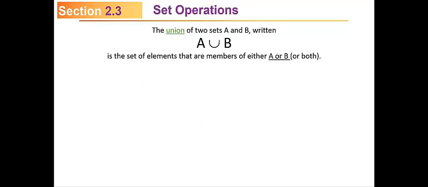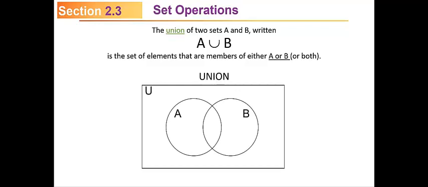The union of two sets A and B, written as you see on the screen, which is the arch turned upside down, sort of a U shape, A union B, is the set of elements that are members of either A or B or both. They can be members of A, they can be members of B, or they can be both, but they don't have to be both. That's the union of two sets. Looking at it with a Venn diagram, the union is everything in either A or B or both.